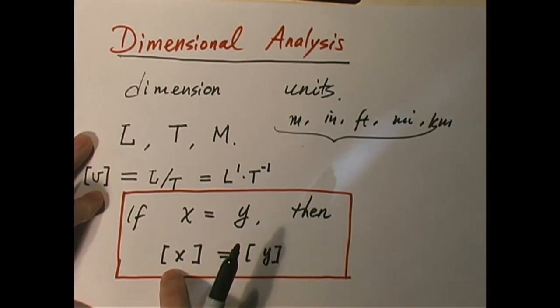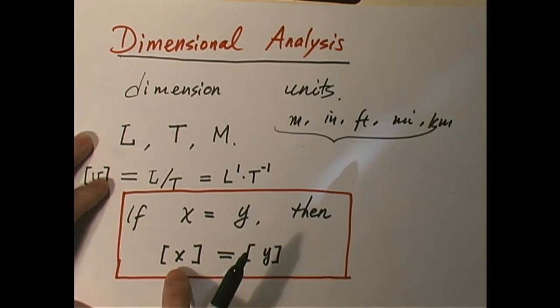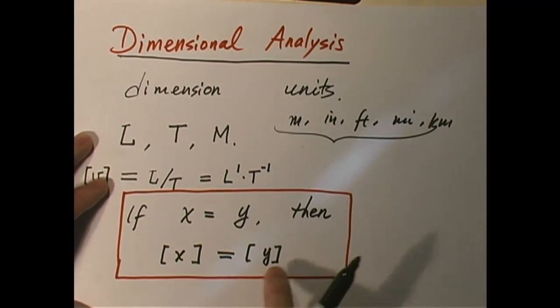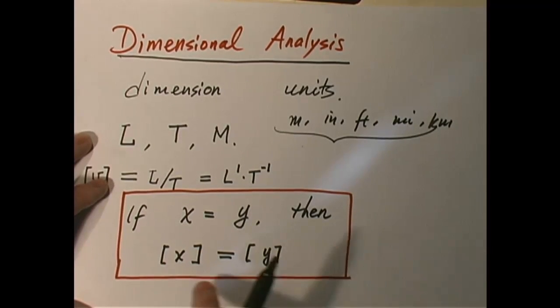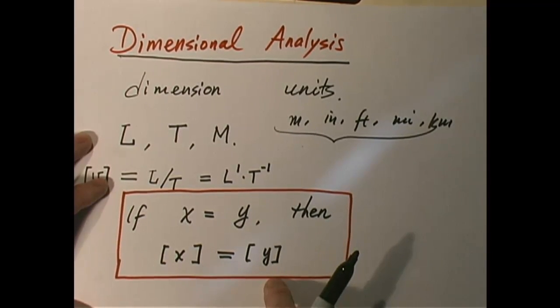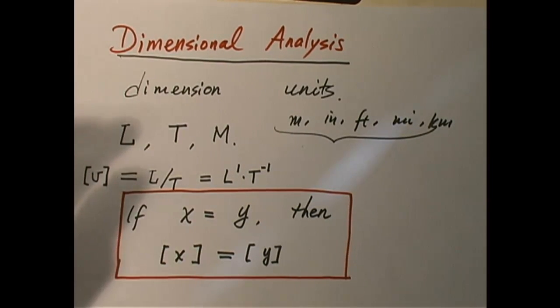You notice they don't have to have the same units. For example, here you can have 1 foot. Here you're going to have 12 inches. Obviously, 1 foot equals 12 inches. Feet and inches are not the same units, but they both have the same dimension, that of lengths. So that's the idea of dimensional analysis. Now let's look at some examples.